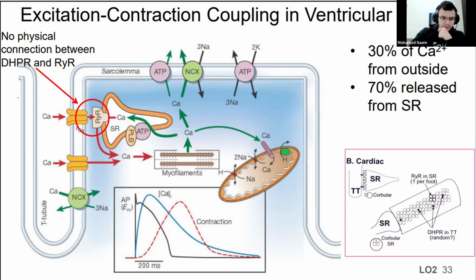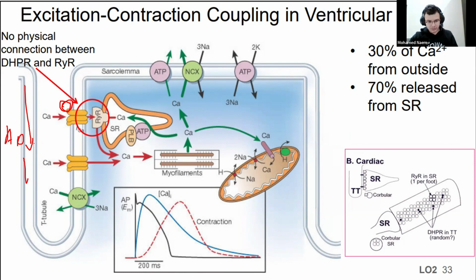So this is the T tubule. Literally, the action potential is coming from here all the way to here. These are the L-type calcium channels that we talked about. So this is the DHPR. The DHPR is here. And these are the calcium channels that are related to the DHPR, right?